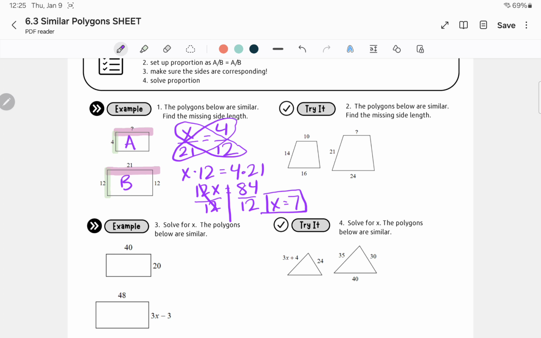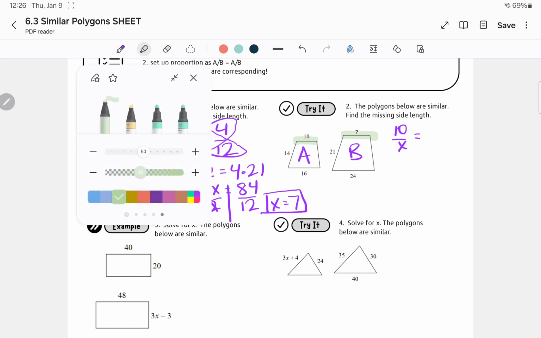All right, so now go ahead and pause the video. Try number 2. All right, so let's highlight. Let's label A and B first. Now I want to make sure I highlight the question mark, so I'm going to start with this top side. This top side corresponds to this top side. So my fraction is 10 over x.